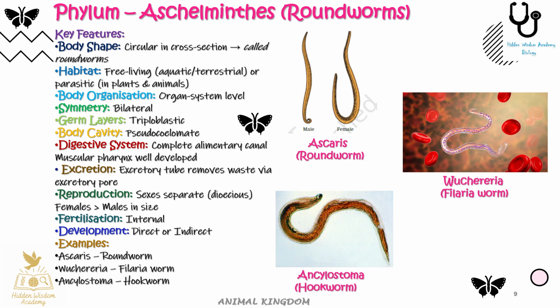Examples of roundworms include Ascaris, commonly known as the roundworm, Wuchereria, which is also referred to as the filarial worm and causes elephantiasis, and Ancylostoma, the hookworm that affects the human intestine. These parasites have significant medical and economic importance.